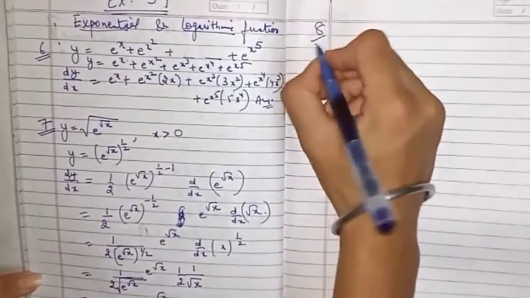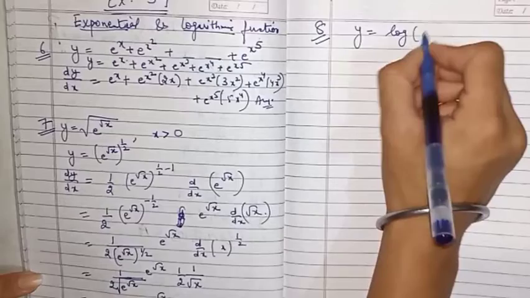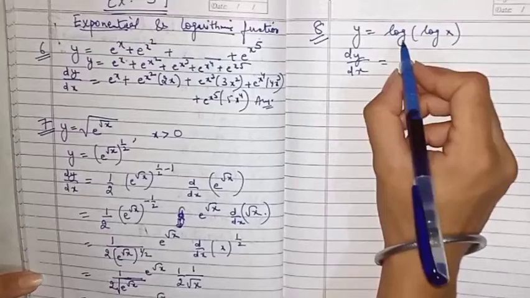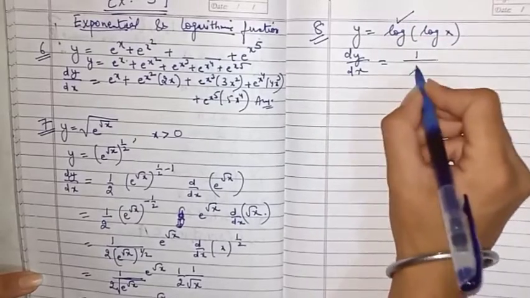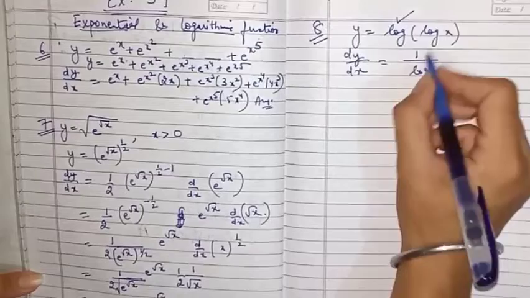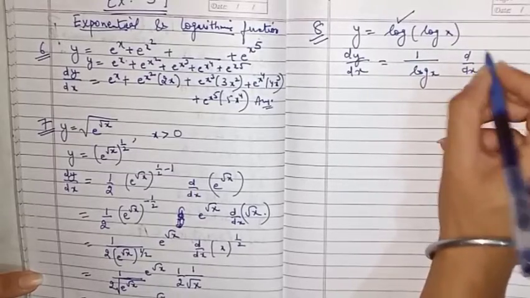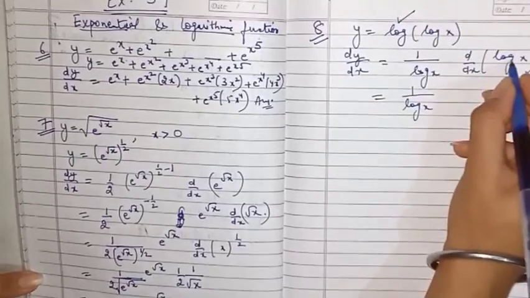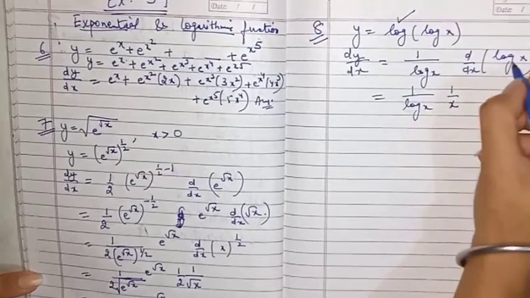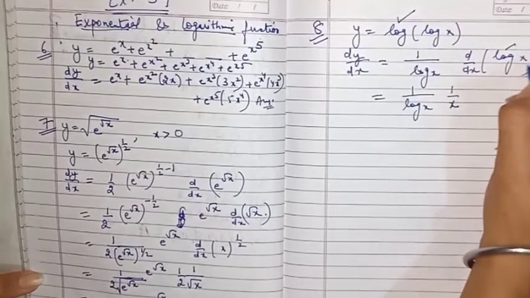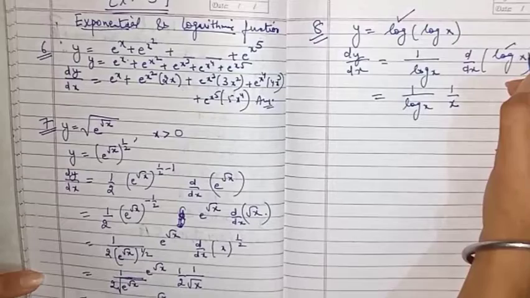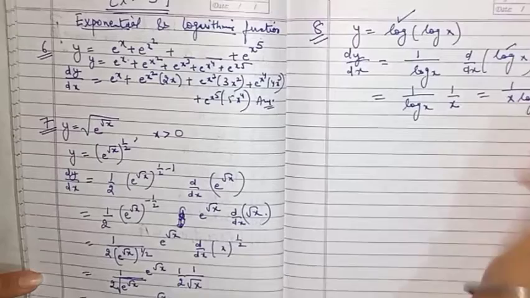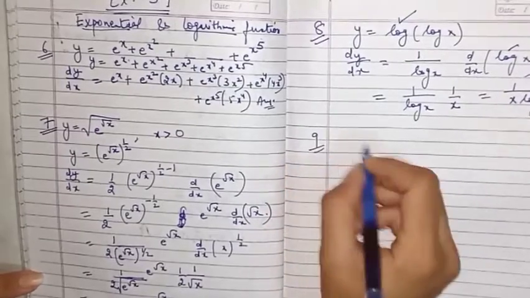Let us try question number 8, that is y equal to log of log x. What will be the derivative of log x? First I need to find the derivative of this outer log, that is 1 over this log x, 1 over the function into the derivative of the function, right? 1 over log x into the derivative of log x, which is 1 by x. So my answer will be 1 over x log x. See, they are quite easy, right?